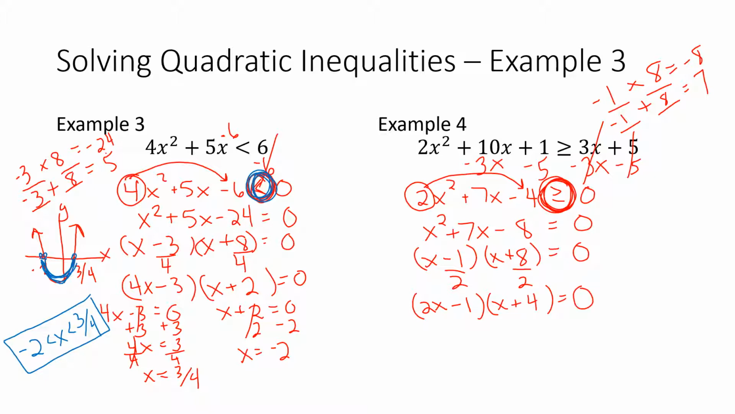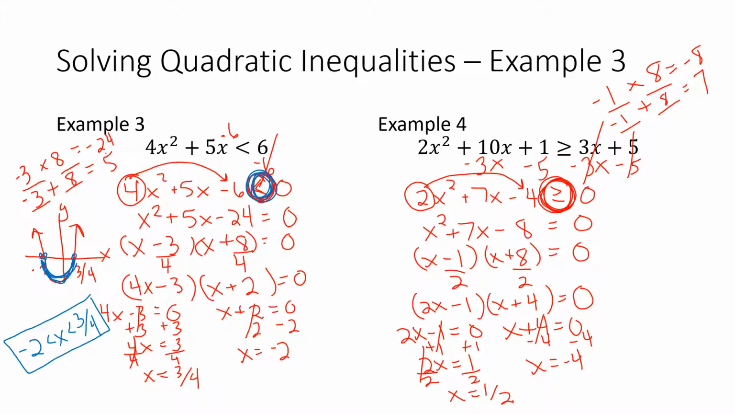From here, we can set each one of our factors equal to 0. So we have 2x minus 1 equals 0, and we have x plus 4 equals 0. So solving for x, over here I'm going to add 1 to both sides, and then divide by 2 on both sides. So we get x equals 1/2. The other equation, I'm just going to subtract 4 on both sides. That's x equals -4. Now, we did all of that work, and that's pretty much the most challenging part.